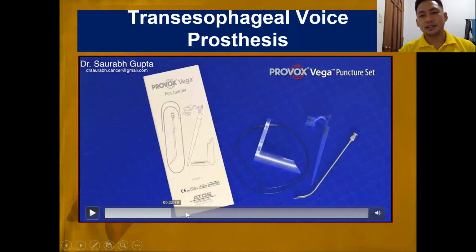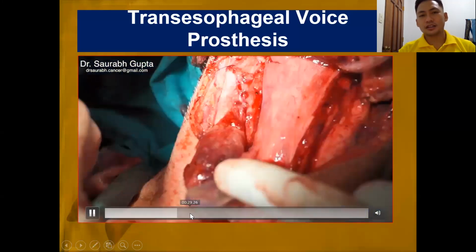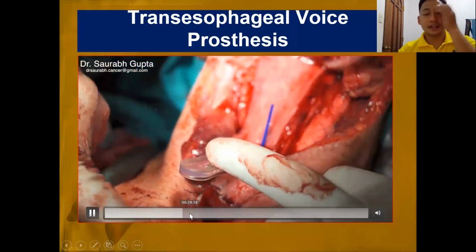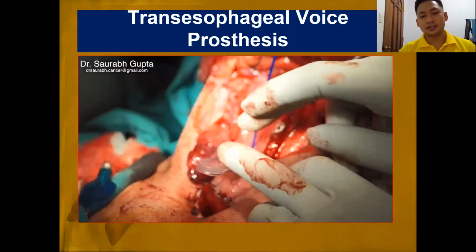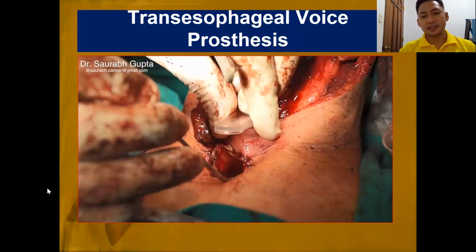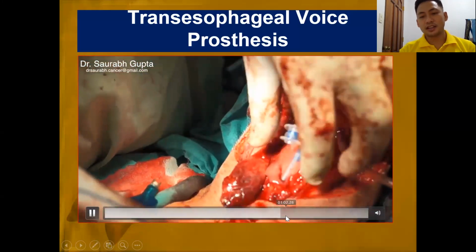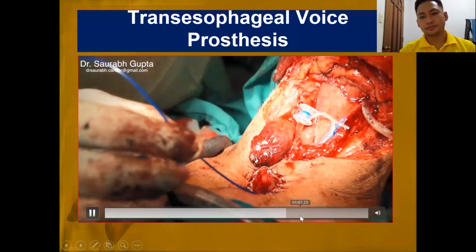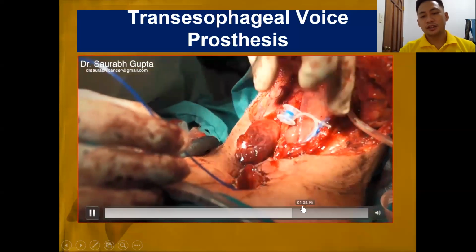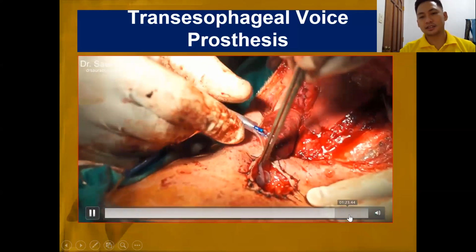And this is how the TEP device is being created or inserted to the patient. Ayan. This is the neck operation. This is your tracheostomy sites. Okay.